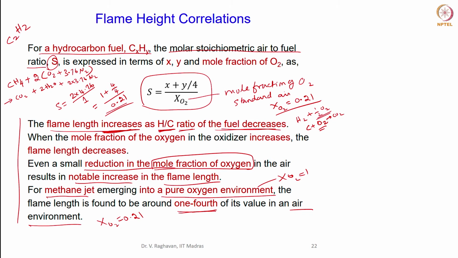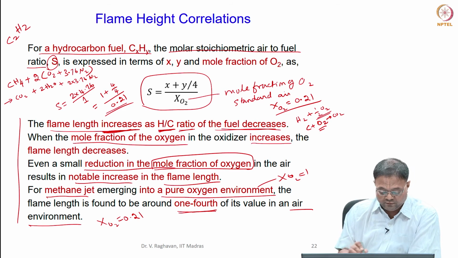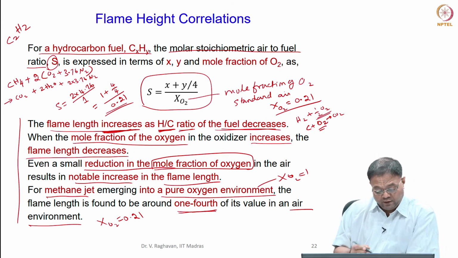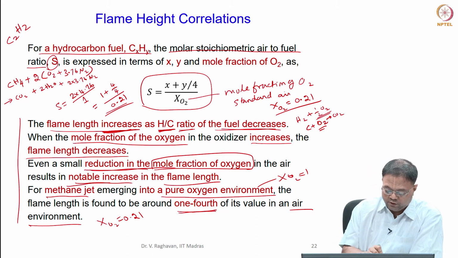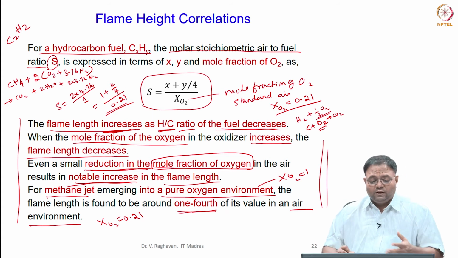When the H by C ratio of the fuel decreases, the reactivity decreases because hydrogen is reduced. The oxygen required will increase, so the flame length increases. When the mole fraction of the oxygen increases, the flame length decreases. That is what happens here, with pure oxygen you get 1/4. So a small reduction of oxygen mole fraction in the air will cause a notable increase. That is another important thing we should understand. So these are the factors which affect the flame height.